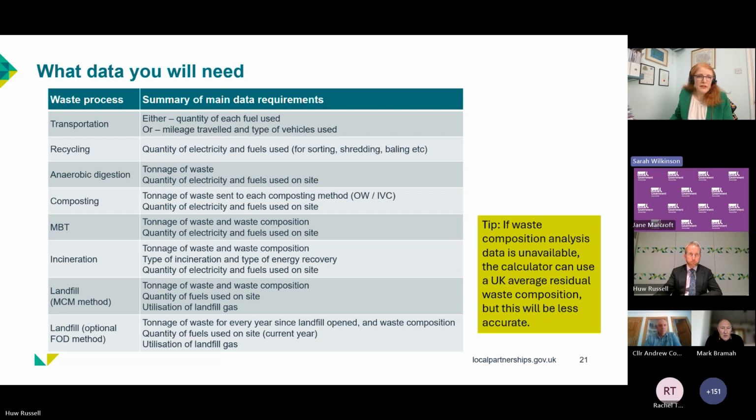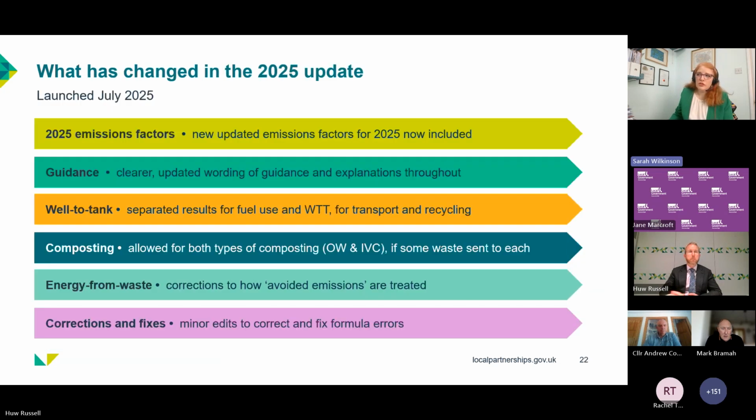Okay, next slide. In terms of what's changed in the 2025 update, for those of you who have used the waste emissions calculator before, you may notice a few small changes here and there. The big one, of course, is the annual update to the 2025 emissions factors. Those are published for fuel and electricity use and vehicles. Those are published each year by DESNZ, so the 2025 factors are now included. I should have said this tool goes back to 2019, but you'll see that in a moment in the demo.